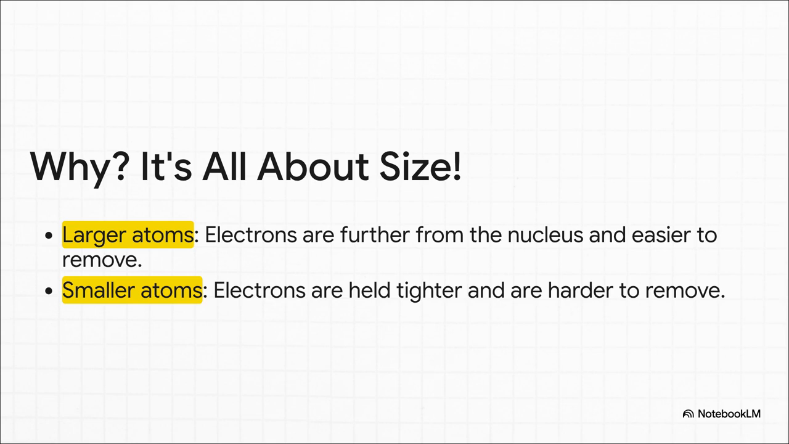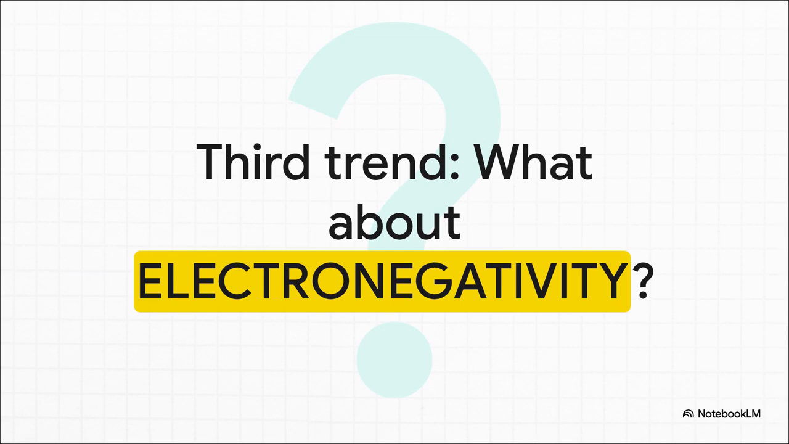Think about it. In a big atom, that outermost electron is way far away from the nucleus, so it's really easy to just pluck it off. That's a low ionization energy. But in a small atom, that electron is held in a super tight grip by that powerful nucleus, making it way harder to remove, a high ionization energy. Let's move on to our third trend and see how this all keeps building.